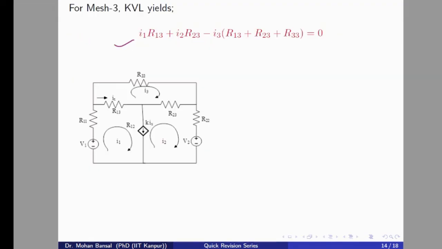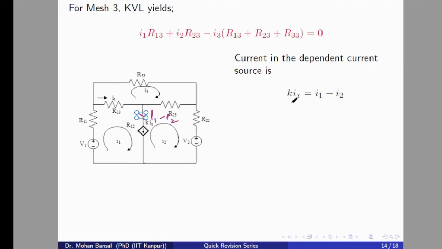And we have not yet included any dependent source in this expression. The current in the dependent source is K Ix, which is nothing but equal to I1 minus I2. Now we have four variables with these three equations. So we require Ix, and Ix is nothing but I1 minus I3.